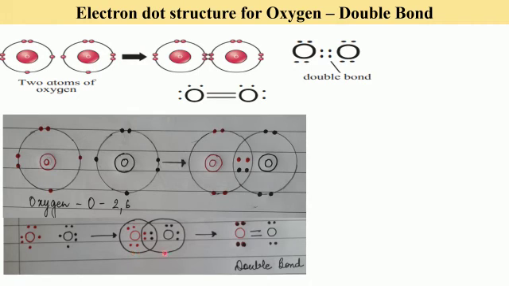I hope you have understood this part, how to draw. Once you show the 6 electrons for each atom of oxygen, what you have to do is first you have to show the 4 shared electrons and then draw the remaining electrons. Each atom is still left with 4. This also is left with 4.